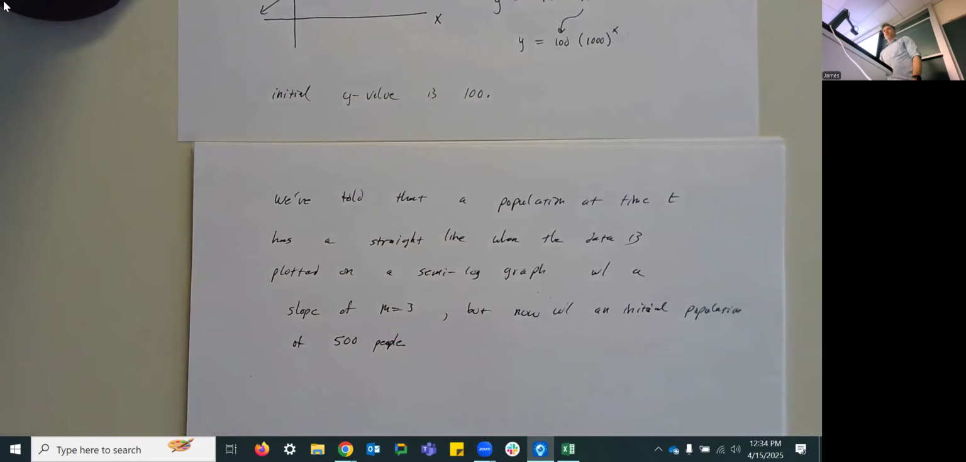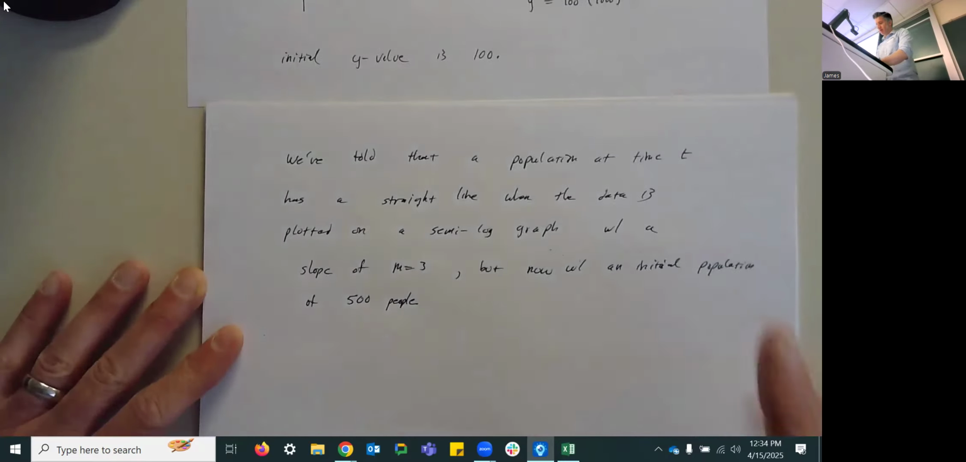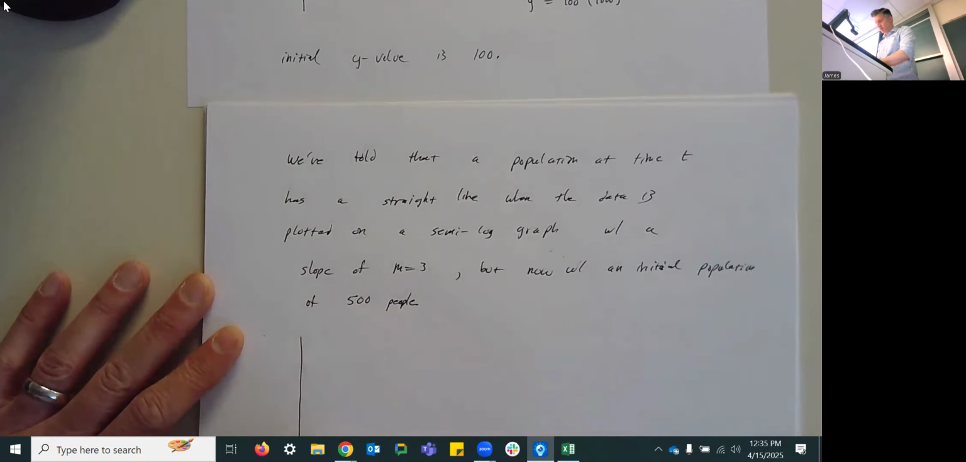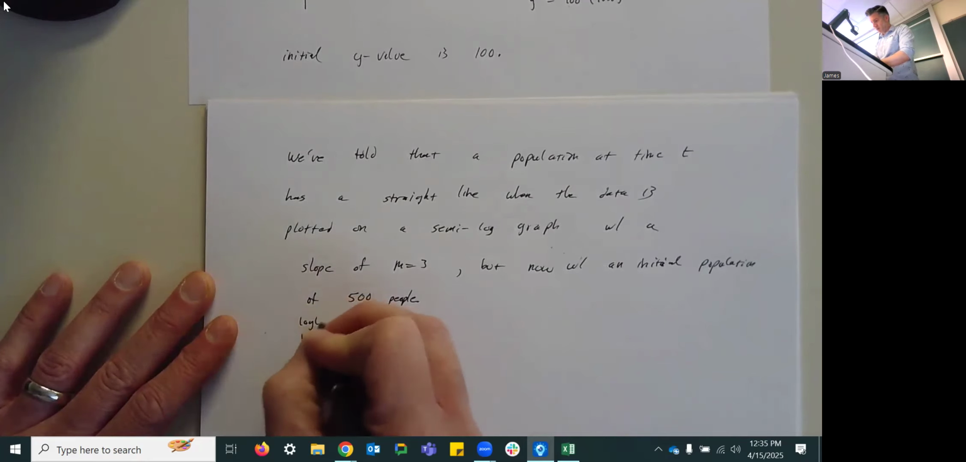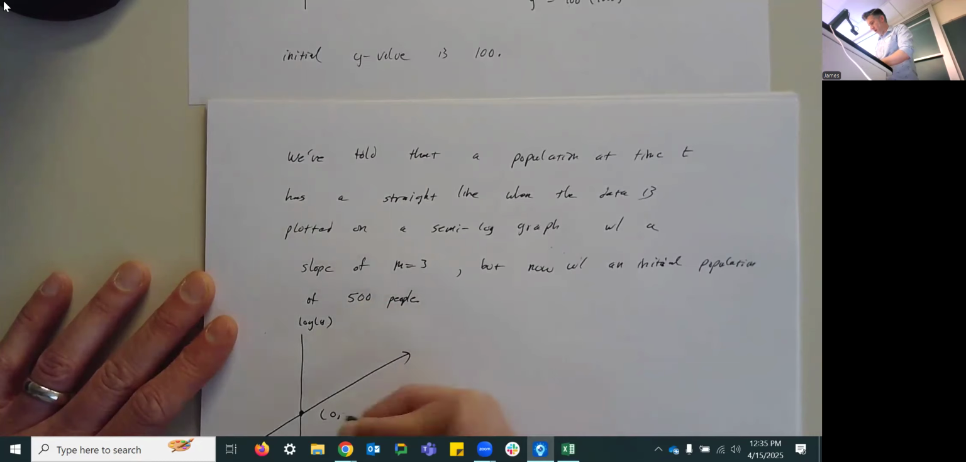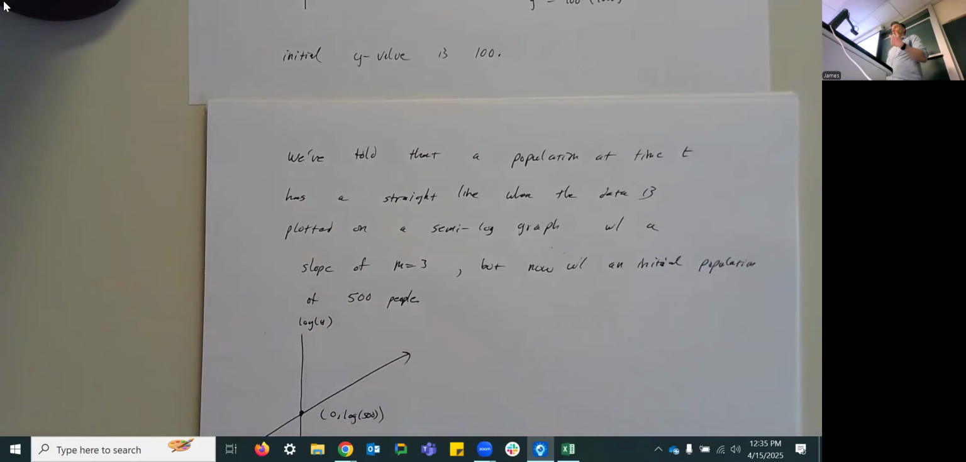Now we want to find the functional relationship. And it's almost the same, but not quite the same. Because now, if you think about graphing this, slope is still 3. But this point here isn't 0, 500. This point here is 0, log of 500. So they didn't tell us the y-intercept or the vertical axis intercept. They told us the initial population value. The vertical axis intercept here is the log of the initial y value.